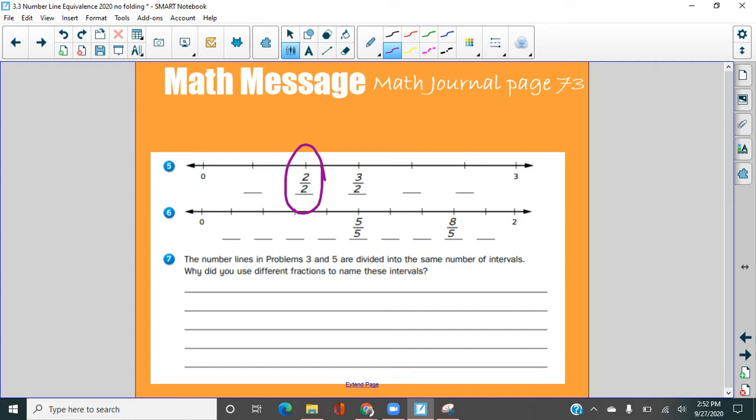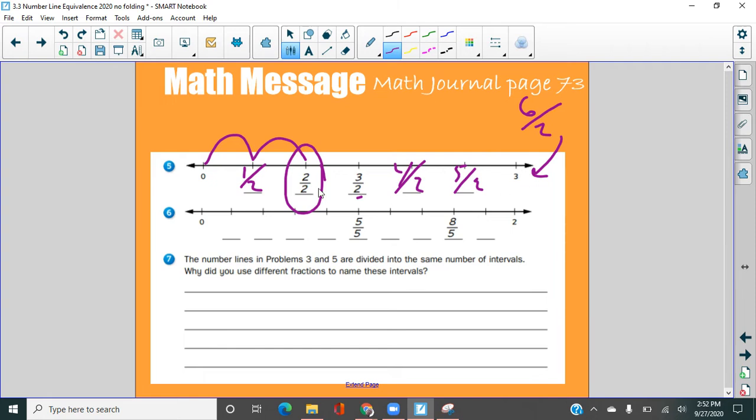2 halves. If I ate 2 halves of the pizza, I ate the whole thing. So now we'll only count the jumps from here to there. 1, 2. So this number line is counting by halves. 1 half, 2 halves, 3 halves, 4 halves, 5 halves, and 6 halves is equal to 3. Well, think about that. 6 divided by 2, right, does equal 3. So 6 halves and 3 are the same thing.